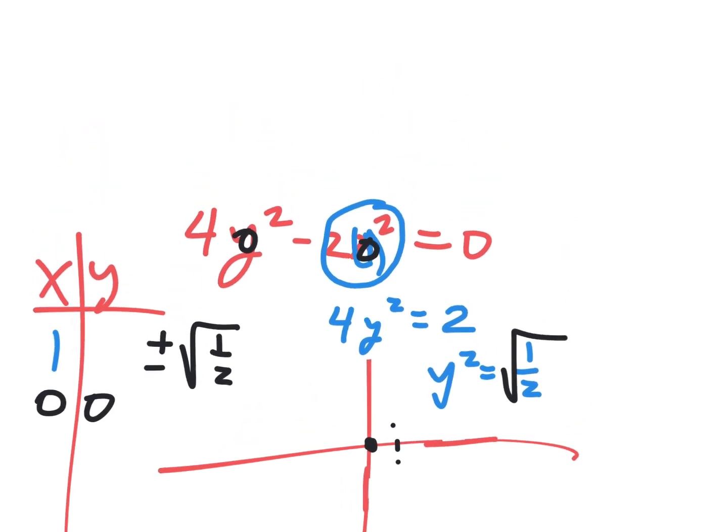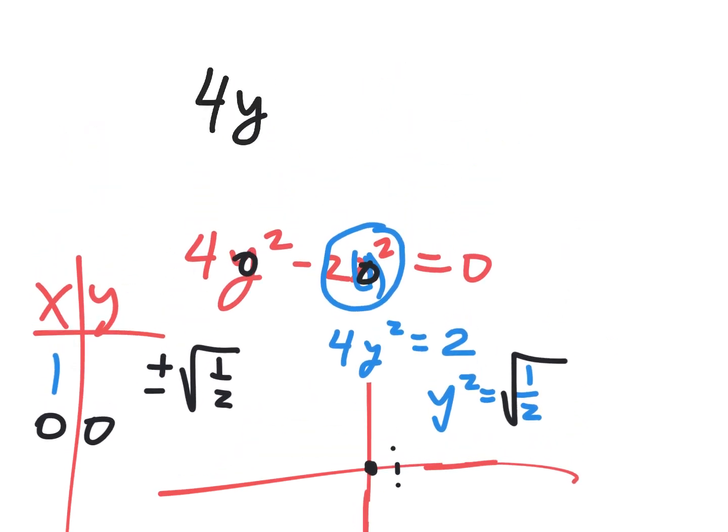Okay, so what you should do is take the 4y squared minus 2x squared, and to find the x-intercept you put in what?